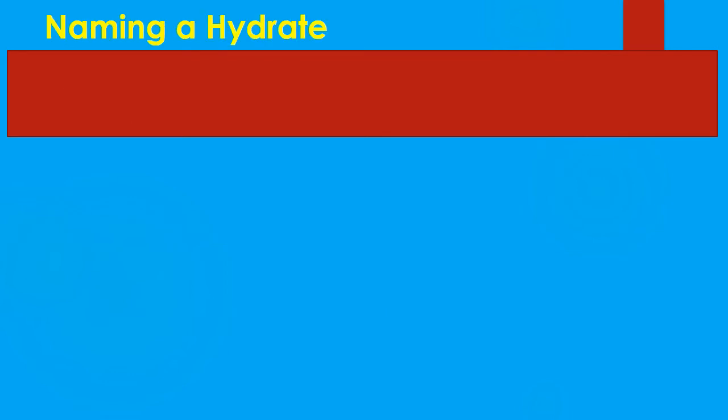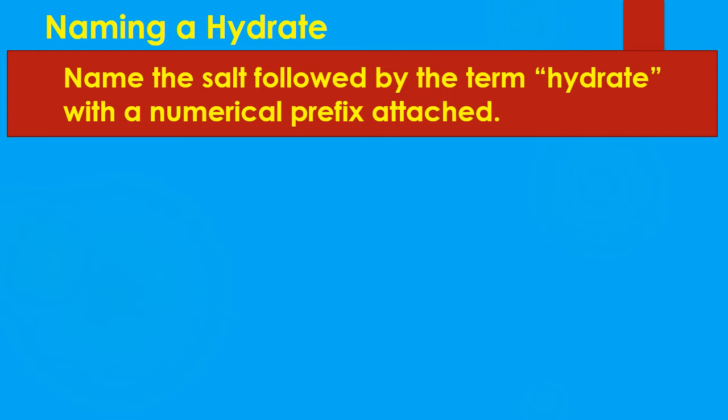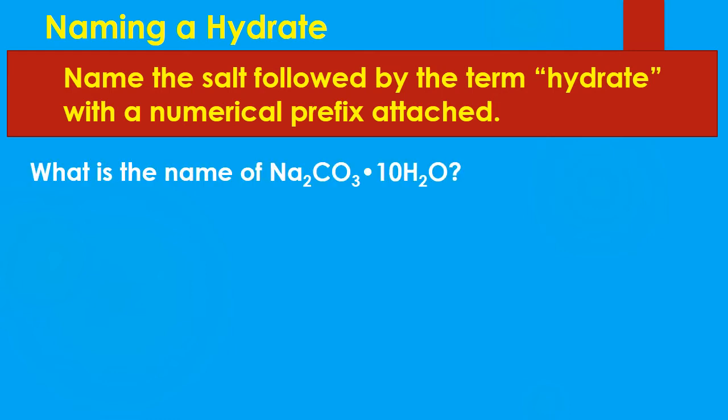Now, to name the hydrate, we name the salt and then we follow it with the term hydrate and with some numerical prefix attached to it. The numerical prefix tells us how many water molecules we have in the compound.